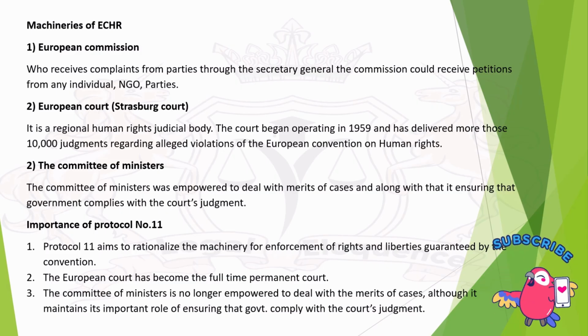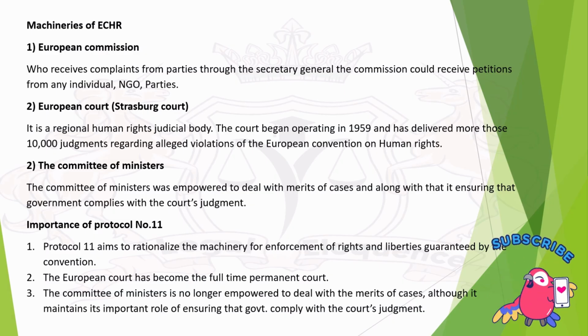Machineries of ECHR. European Commission, which receives complaints from parties through the Secretary General. The Commission could receive petitions from any individual or NGO. European Court, the Strasbourg Court, is a regional human rights judicial body. The court began operating in 1959 and has delivered more than 10,000 judgments regarding alleged violations of the European Convention on Human Rights. The Committee of Ministers was empowered to deal with the merits of cases and also to ensure that governments comply with the court's judgment.